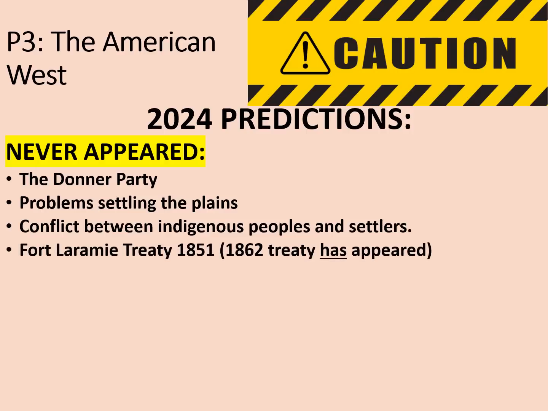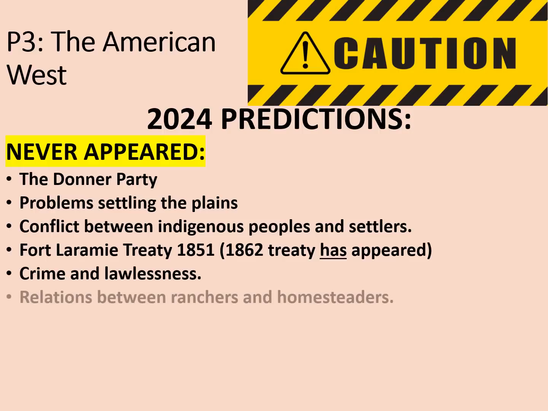But be very careful here. A couple of years ago there was a question on the 1862 Fort Laramie Treaty, so that one has appeared. They are, remember, different treaties, so familiarise yourself with the differences. Crime and lawlessness has never featured as its own distinct and discrete question that I can find, which is again quite surprising as it's quite a big topic. So whether that involves Wyatt Earp, who has I think appeared on a separate question discreetly, or whether you're looking more generally at the problems of law enforcement in the West, it's quite a big topic and it's not really appeared very much. Relations between ranchers and homesteaders has not come up with its own distinct question either, although the Johnson County War, which is related to this, has.